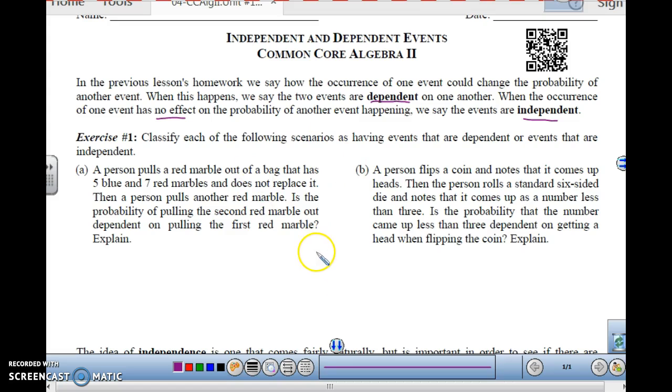So let's see if we can classify whether these events are dependent or independent. A person pulls a red marble out of a bag that has 5 blue and 7 red marbles and does not replace it. So basically they pull a marble out of the bag and then don't put it back. Then a person pulls another red marble. Is the probability of pulling the second red marble out dependent on pulling the first red marble? Yes, it would be. Because if a red marble is pulled on the first try, it will change the probability of pulling a second one.